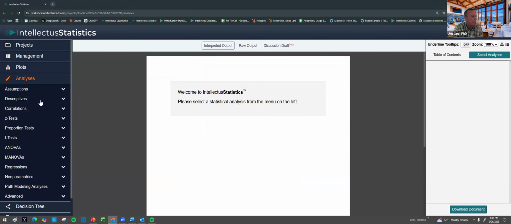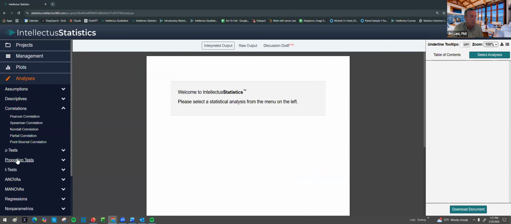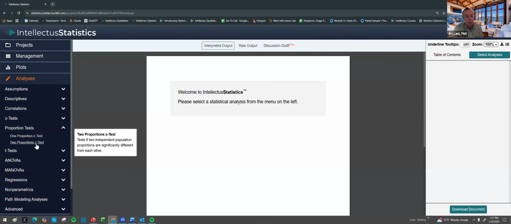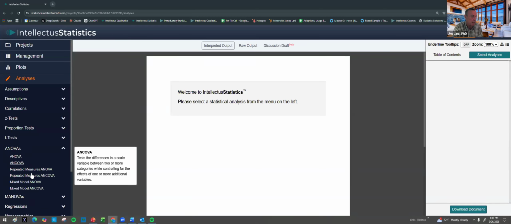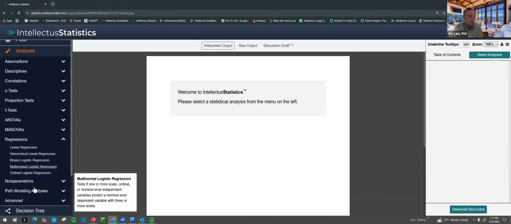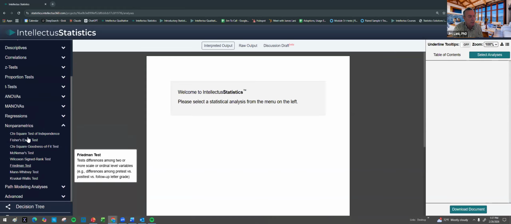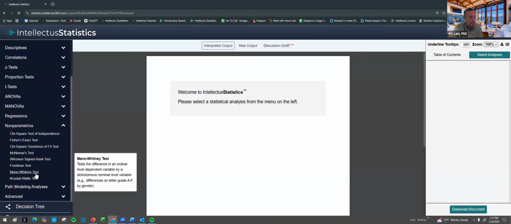For the analyses, lots of options here, all of the common correlations. Proportion tests, later on I'll be looking at proportions of malpractice between one group of practitioners versus another. Two proportion z-tests of our friends there. We have t-tests, mostly paired and independent are the common ones. ANOVAs, regressions, as I mentioned, non-parametrics, which is the chi-square, which has the Wilcoxon, and there's other advanced analyses.